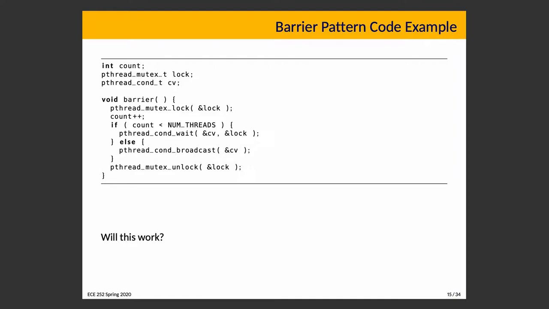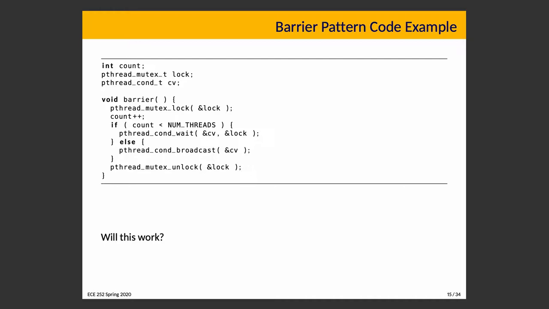And then we have a function barrier. Okay, so barrier is defined as follows: pthread_mutex_lock of lock, increment count, if count is less than num_threads, do the condition wait, otherwise broadcast, otherwise unlock. Does this work? Sure, if you use it correctly. If every thread calls barrier before they go on to whatever is supposed to happen after that, then yeah, we should expect that this is going to do the right thing. Broadcast wakes up all the other threads.